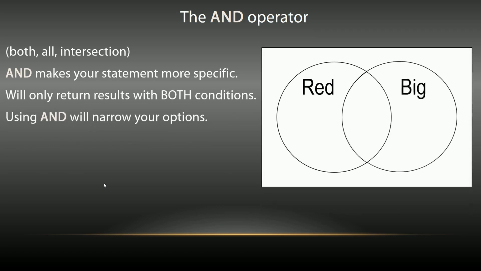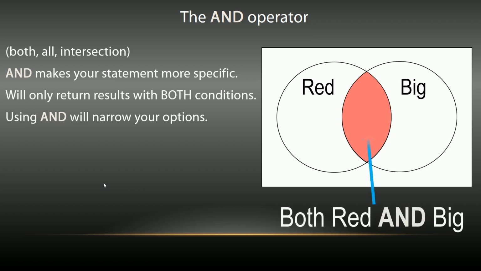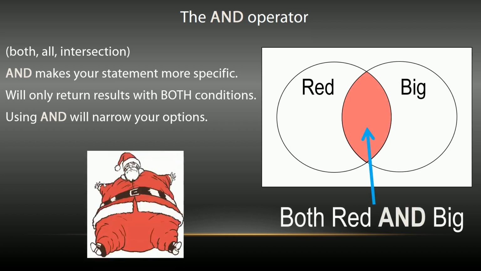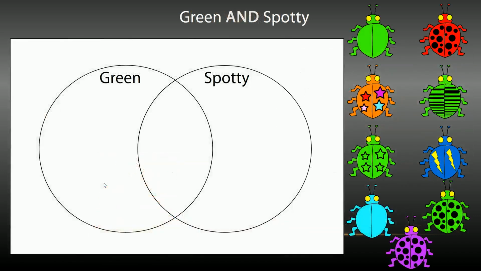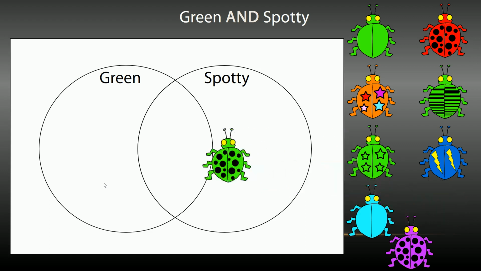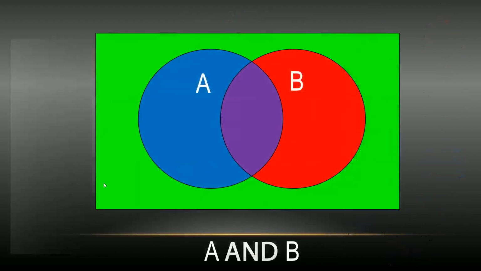So everything that's red and big, right in the middle there. So both red and big. Something like Santa would go there. So green and spotty, well, there's only one option out of our little bug example that was green and spotty. Everything else doesn't matter. So have a look at this image and just think about which colors would be green and spotty. Okay, so just pause the video.